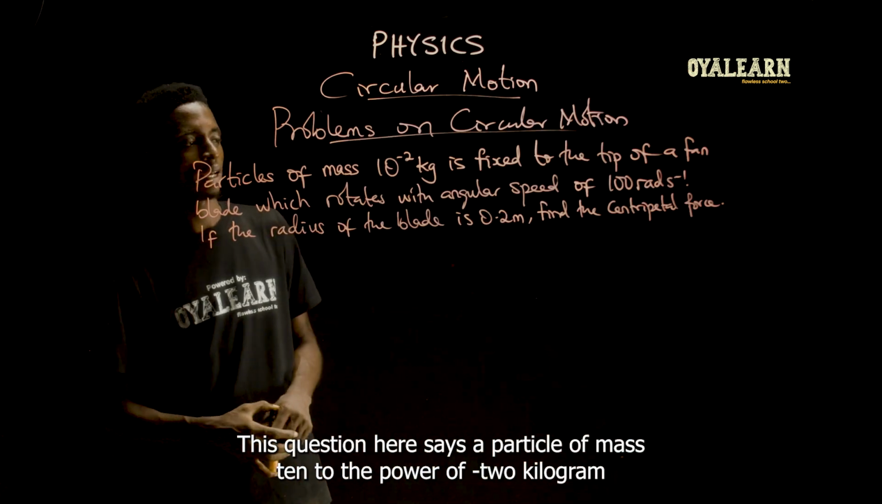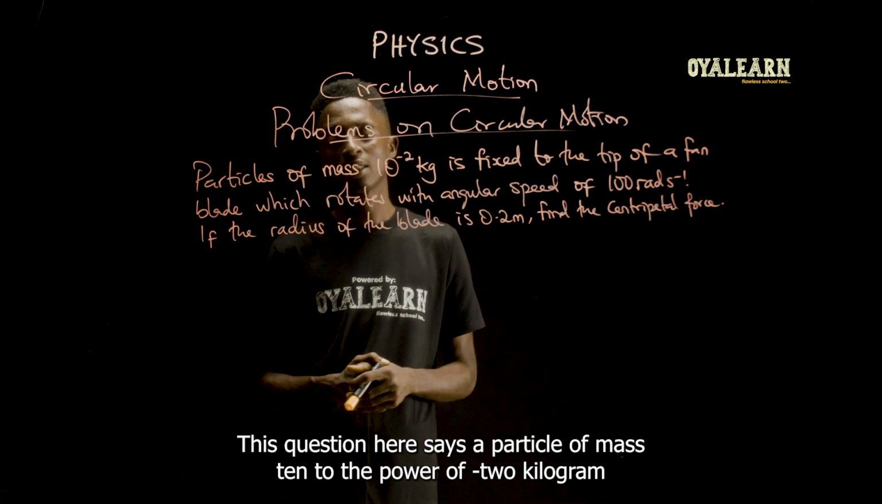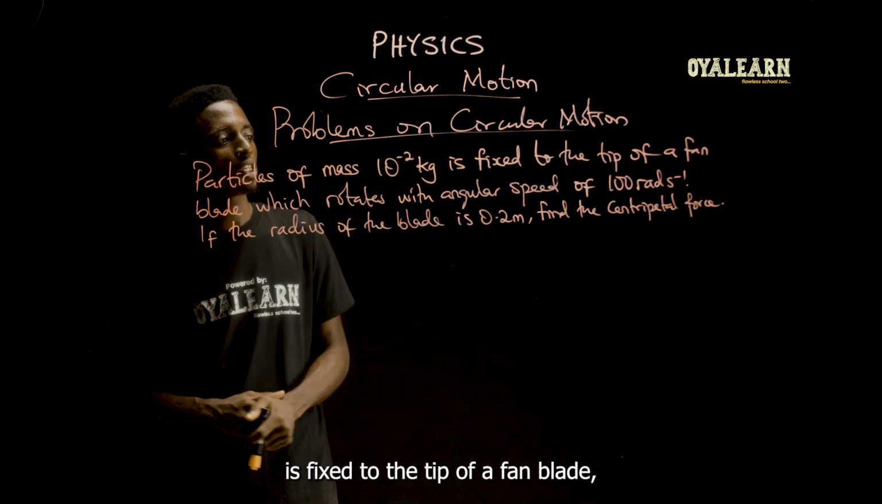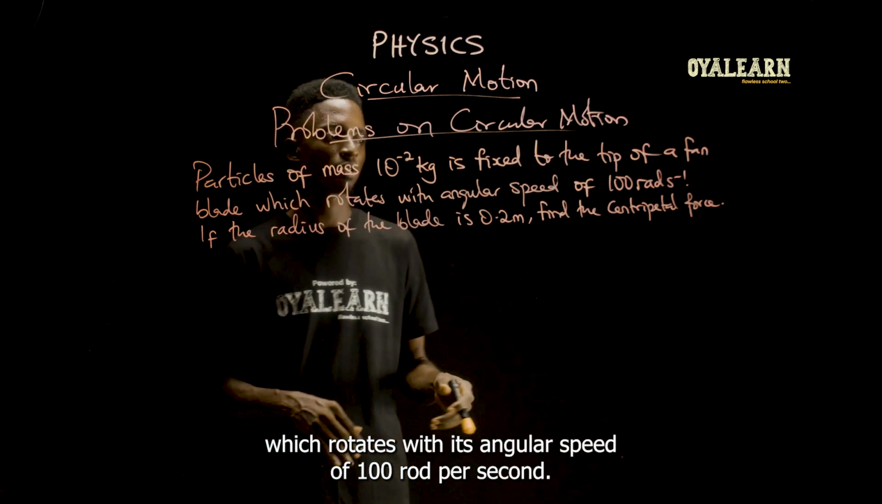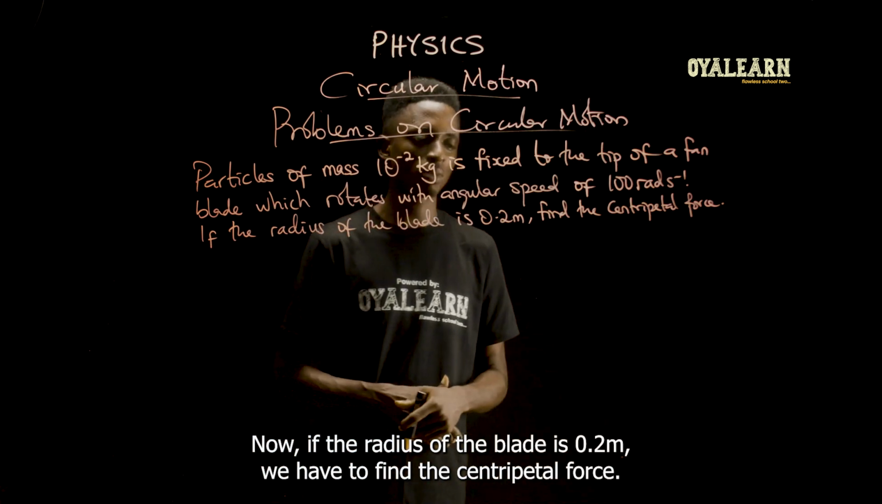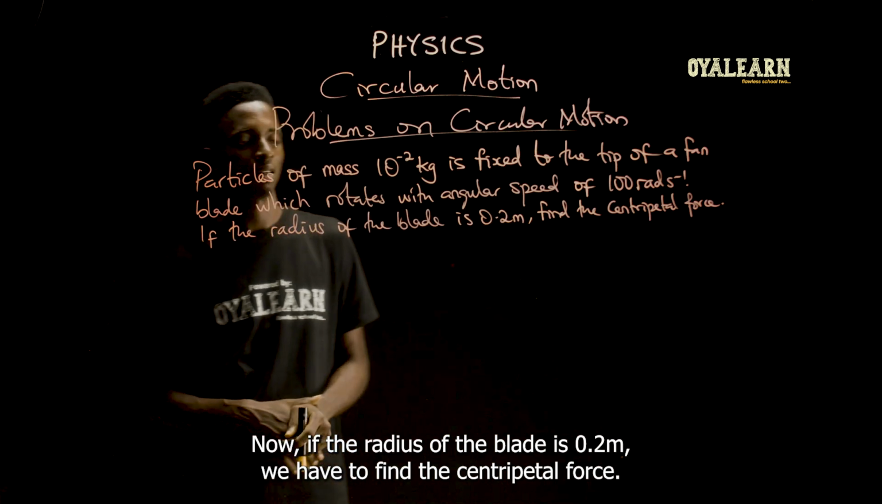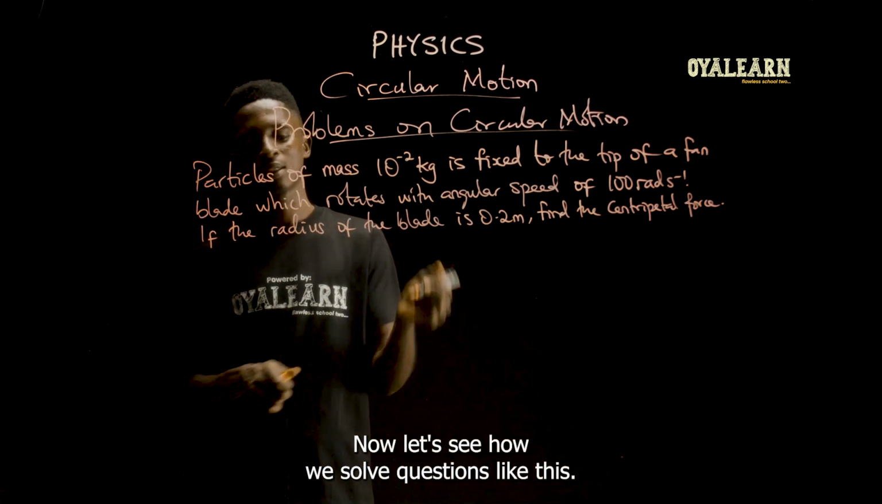This question here says a particle of mass 10 to the power of negative 2 kilogram is fixed to the tip of a fan blade which rotates with angular speed of 100 rad per second. Now, if the radius of the blade is 0.2 meters, we have to find the centripetal force. Now, let's see how we solve questions like this.